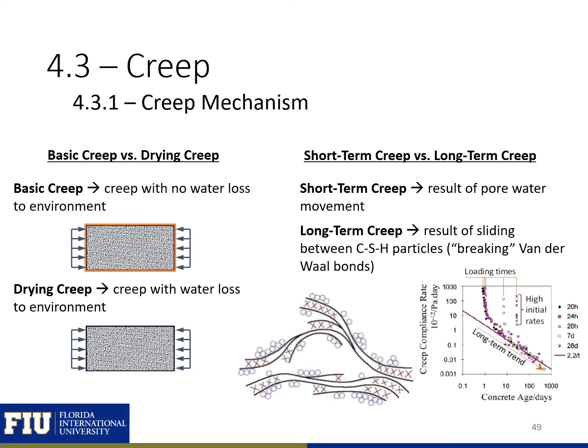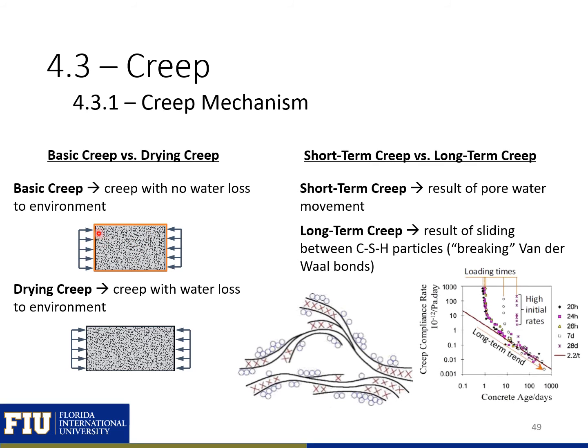We're next going to talk about some of the different types of creep and creep mechanisms. I want to first make two distinctions, the first between basic and drying creep, and the second between short-term and long-term creep. So first, between basic and drying creep. Basic creep is creep with no water loss to the environment. If we have some kind of plastic coating around a specimen, or the specimen's indoors, with some paint or something to prevent water movement, then we'll have basic creep. Drying creep, on the other hand, is creep that happens with water loss to the environment.